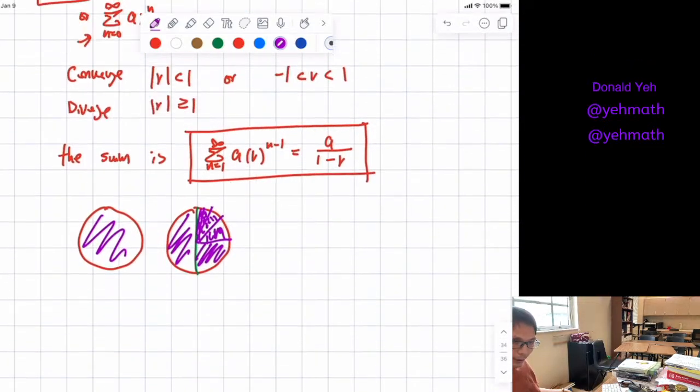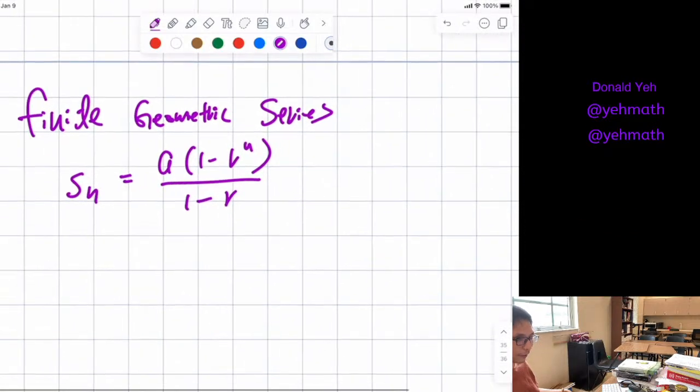But remember, the infinite series assumes it's going to infinity. We are not going to do that. We're going to find the finite sum. The finite sum is going to be a times 1 minus r to the n over 1 minus r.